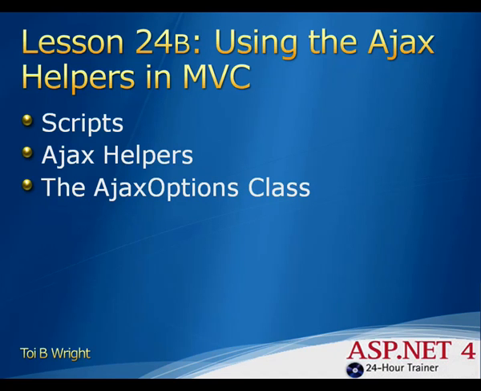All of the AJAX helpers use the AjaxOptions class. The AjaxOptions class has the following properties: Confirm, HttpMethod, InsertionMode, LoadingElementId, OnBegin, OnComplete, OnFailure, OnSuccess, UpdateTargetId, and Url.